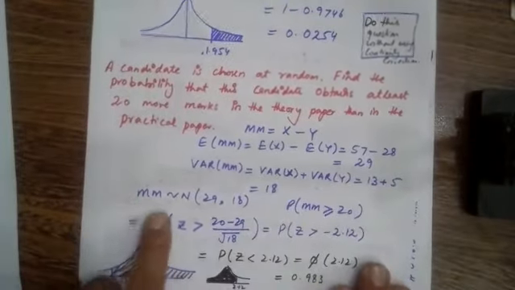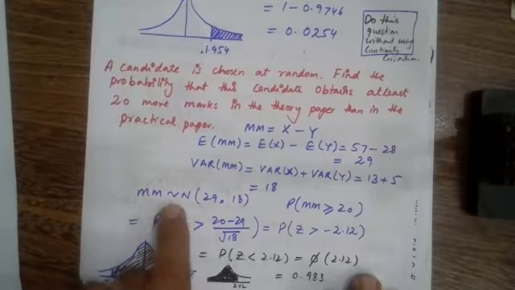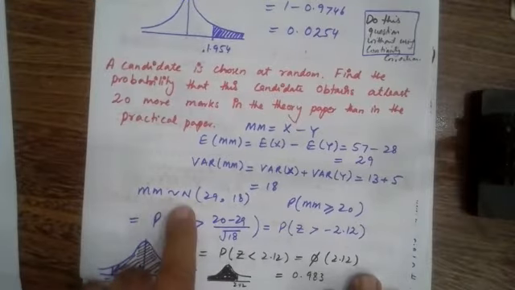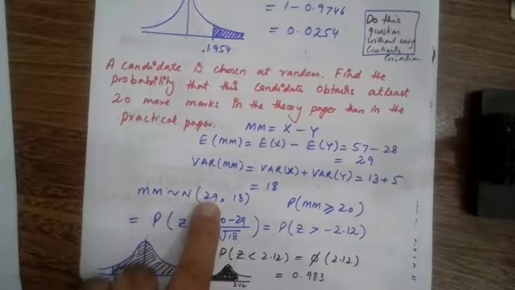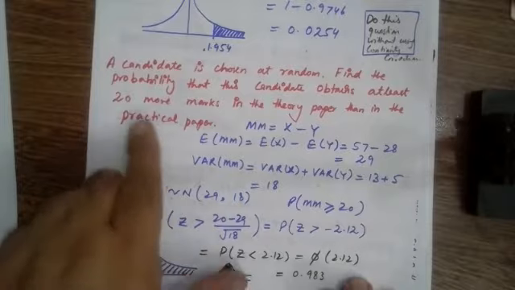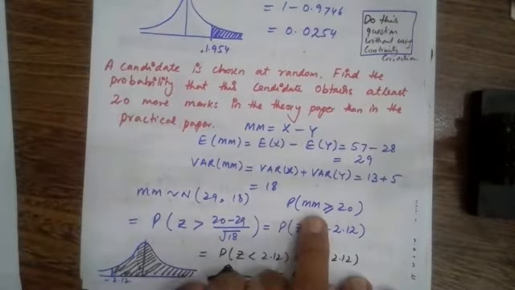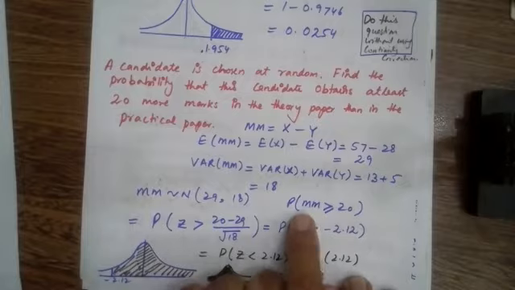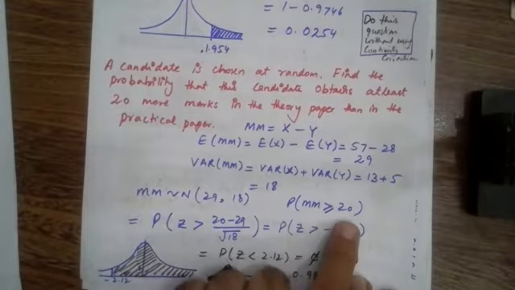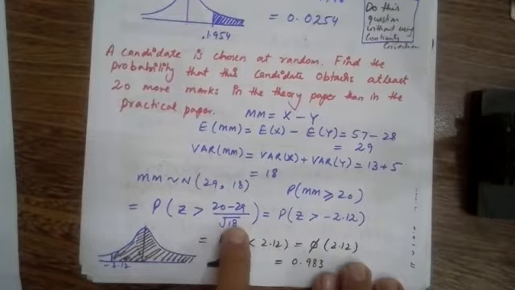Now the more marks of theory over practical follows a normal distribution with an average of 29. That means on average students score 29 more marks in theory than practical, with a variance of 18. So he is asking for the probability of at least 20 more marks. So the more marks should be more than 20, and Z is greater than 20 minus 29 over the square root of 18.